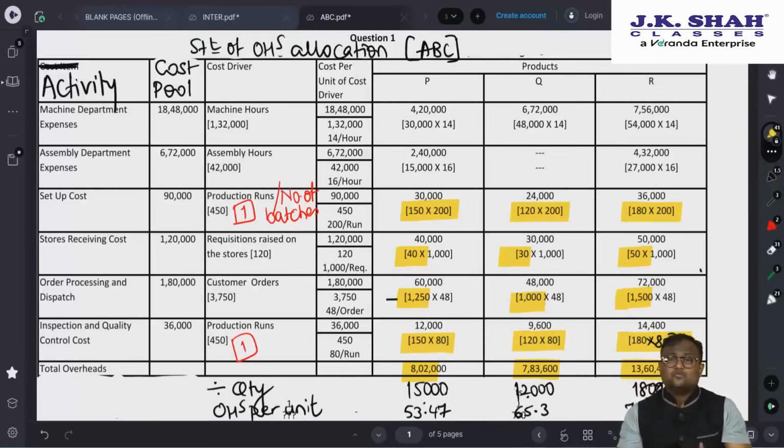So, if they tomorrow ask you to find out total cost, simply add direct cost, prime cost to this. Add material per unit, add labor per unit, you will directly get the total cost, if it is asked. They have asked us what will be the overhead allocated to each product. So, I have not stopped at total, I have also found out per unit rate. If you want, you can stop at total also. So, you can take the screenshot of this.